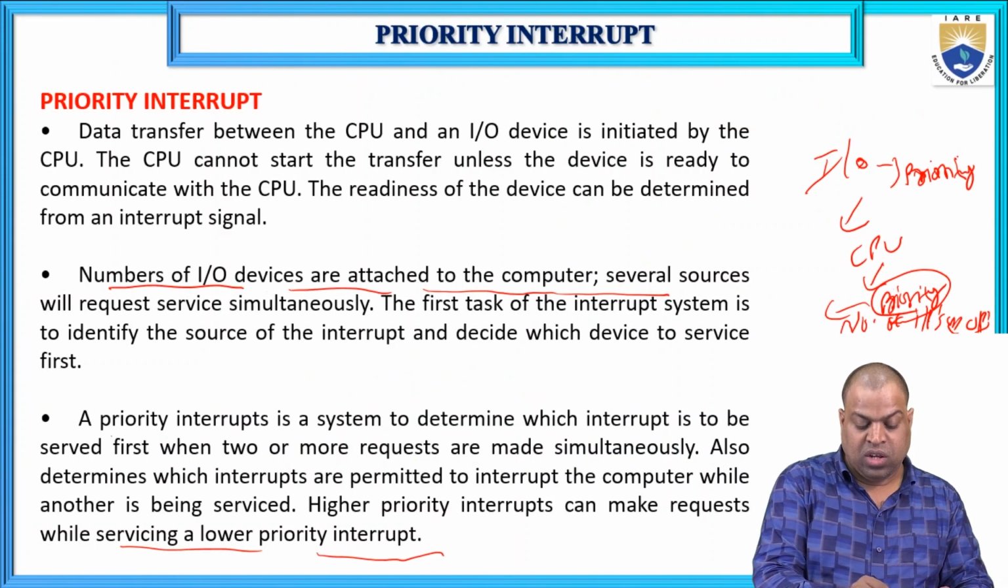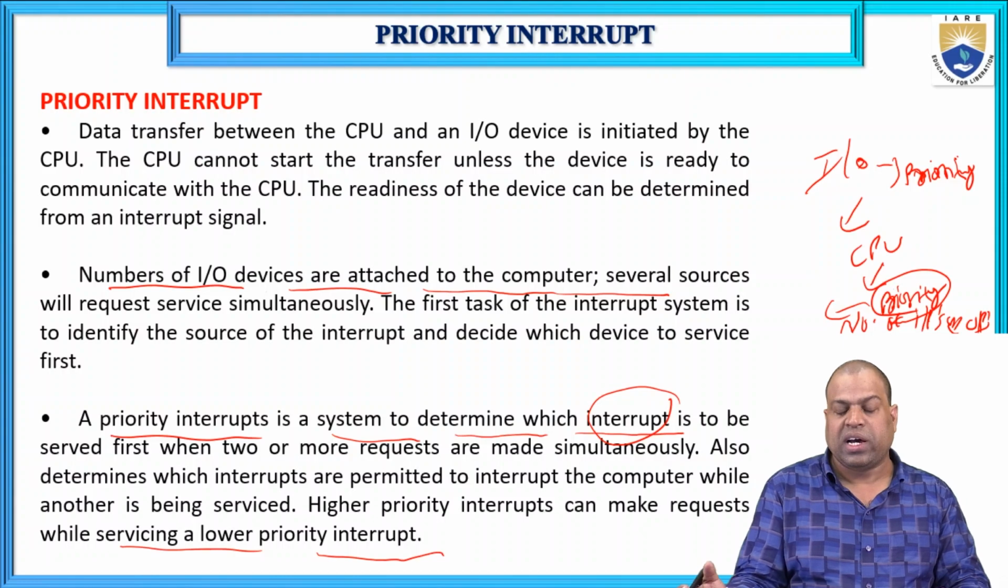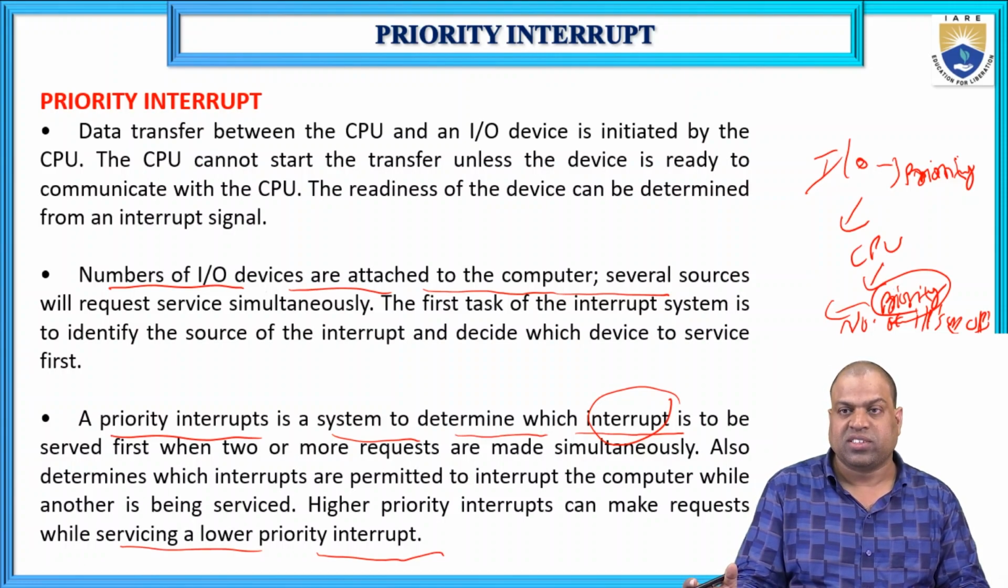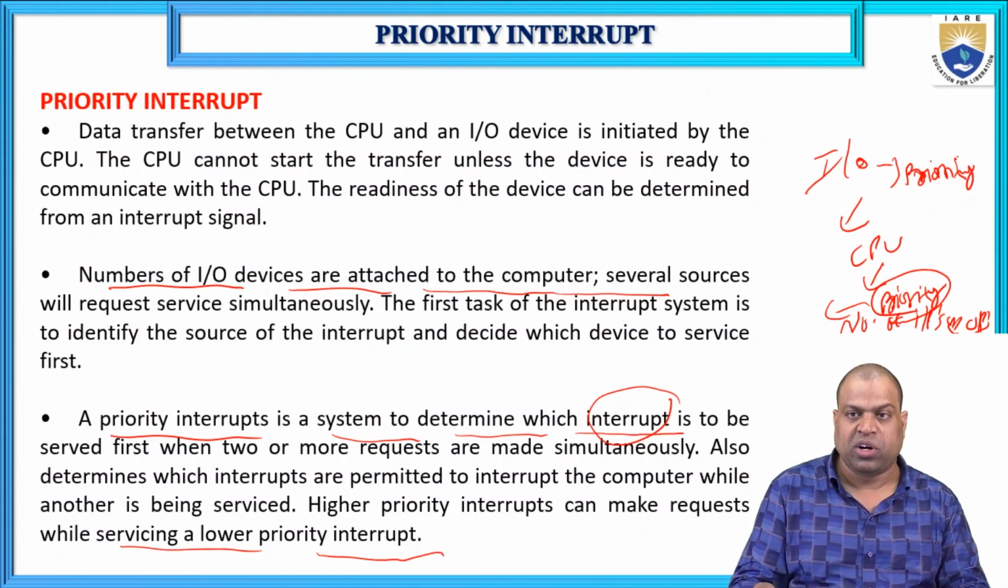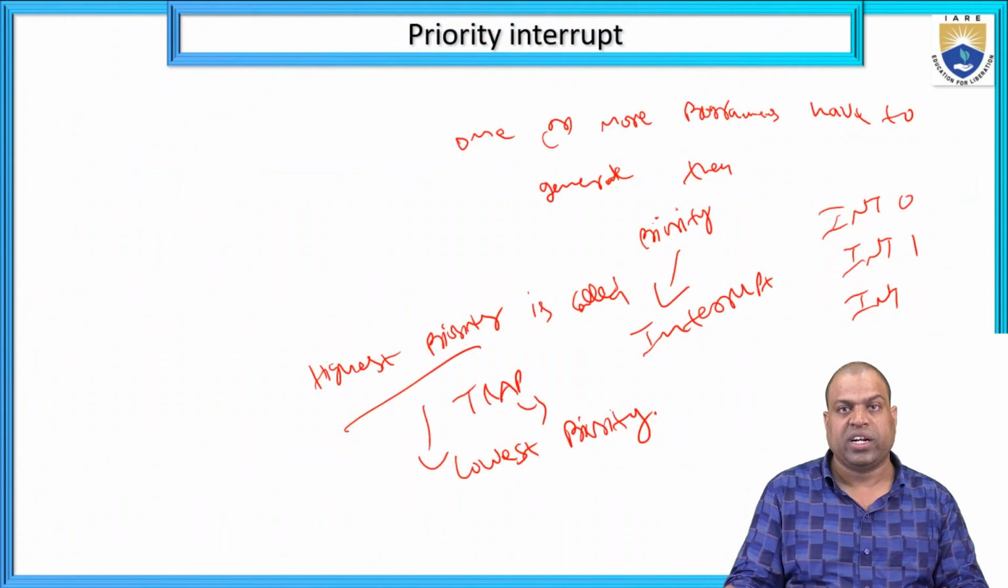A priority interrupt is a system to determine which interrupt is to be serviced. Suppose I have INT 0, INT 1, INT 2. Which interrupt has to be served first? The highest priority, which I am calling a trap. Trap is the highest priority and is to be served first when two or more requests are made simultaneously. We may get two or more requests simultaneously, but we have to select between highest and lowest priority. It also determines which interrupts are permitted to interrupt the computer while another is being serviced. Higher priority interrupts can make requests while servicing a lower priority interrupt.